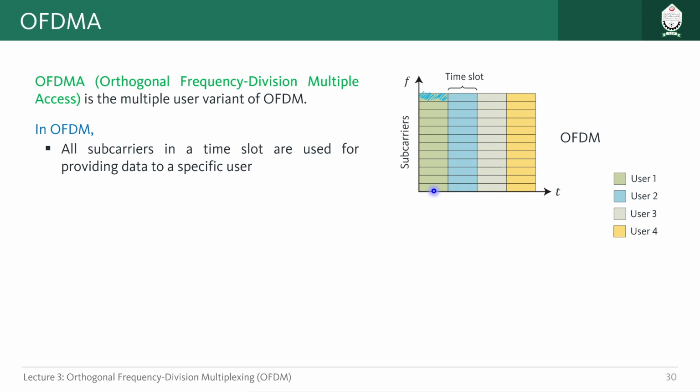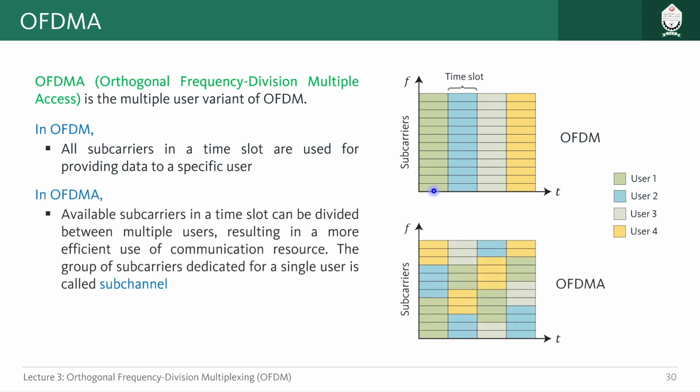In OFDMA, as this is the multiple user variant, for each time slot we can dedicate subcarriers to different users depending on their usage. You see here, for this time slot, we have 3 users using different subcarriers. For the yellow user, user 4, we have 3 subcarriers dedicated. For the blue one, we have 4 subcarriers. So depending on their channel condition and their usage, we dedicate some number of subcarriers to them.